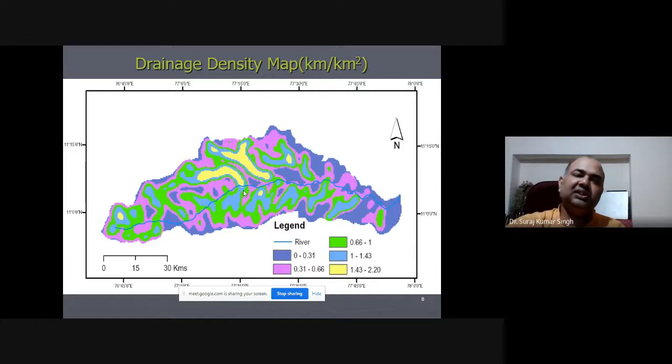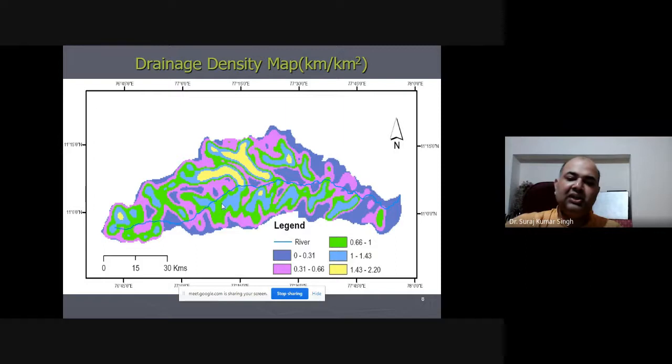Once we have them, we'll digitize them using satellite images, aerial photographs, and Survey of India topographical sheets, identifying each and every stream, drainage and river flowing in that watershed. Once you have identified the drainages, you will create a drainage density map. Drainage density maps represent the amount of runoff generated in that particular area.